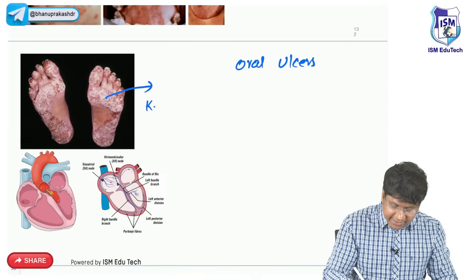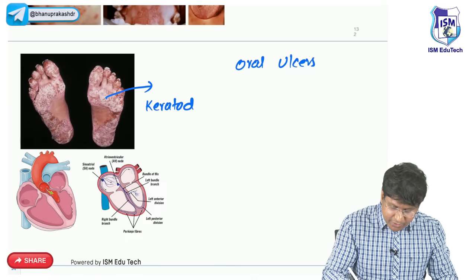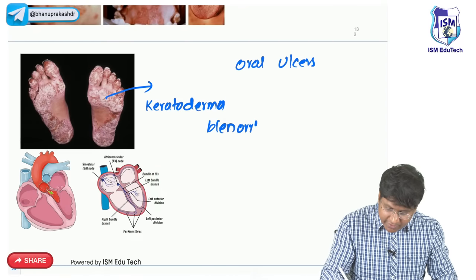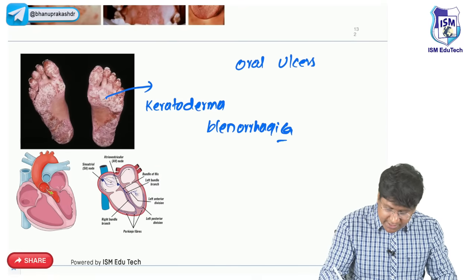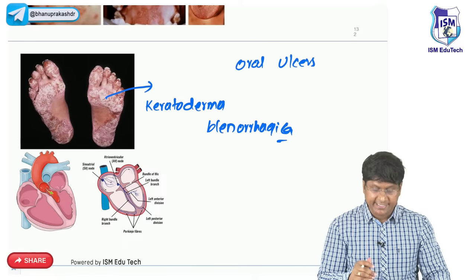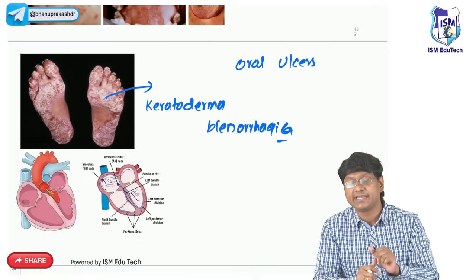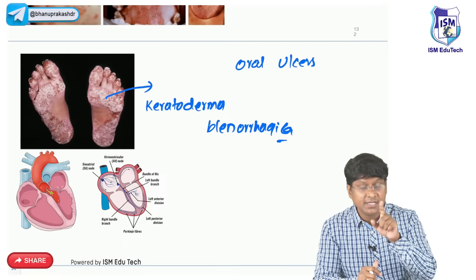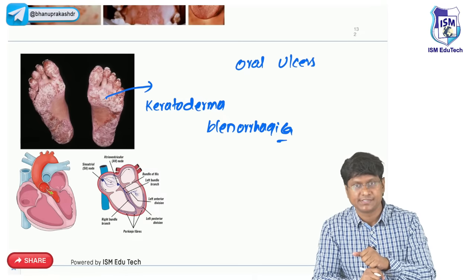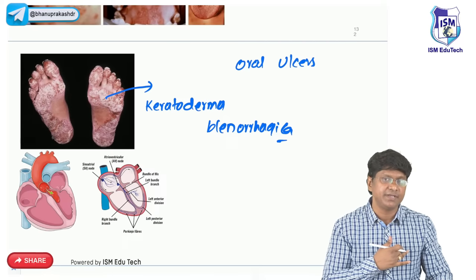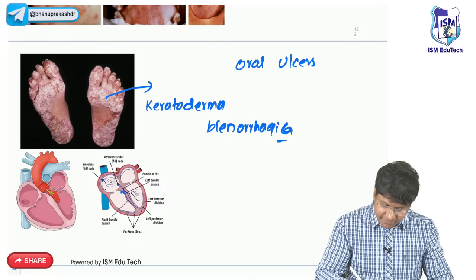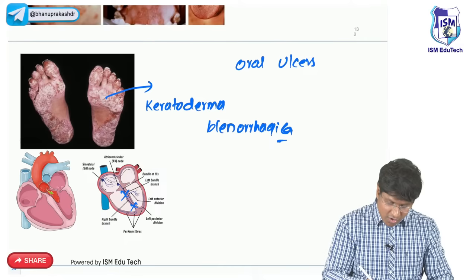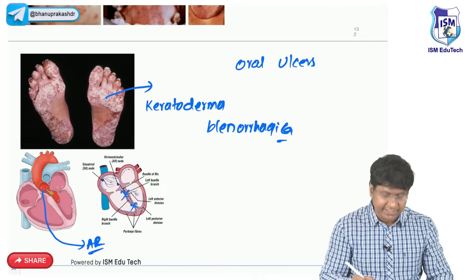That hyperkeratotic lesion is called keratoderma blenorrhagica, right? That is your hyperkeratotic lesion. Next, over the glans, there can also be circinate balanitis in males. There can be inflammation of the glans. And the rare manifestation can be cardiac involvement, in the form of cardiac conduction defects, or there can be development of aortic regurgitation, right?